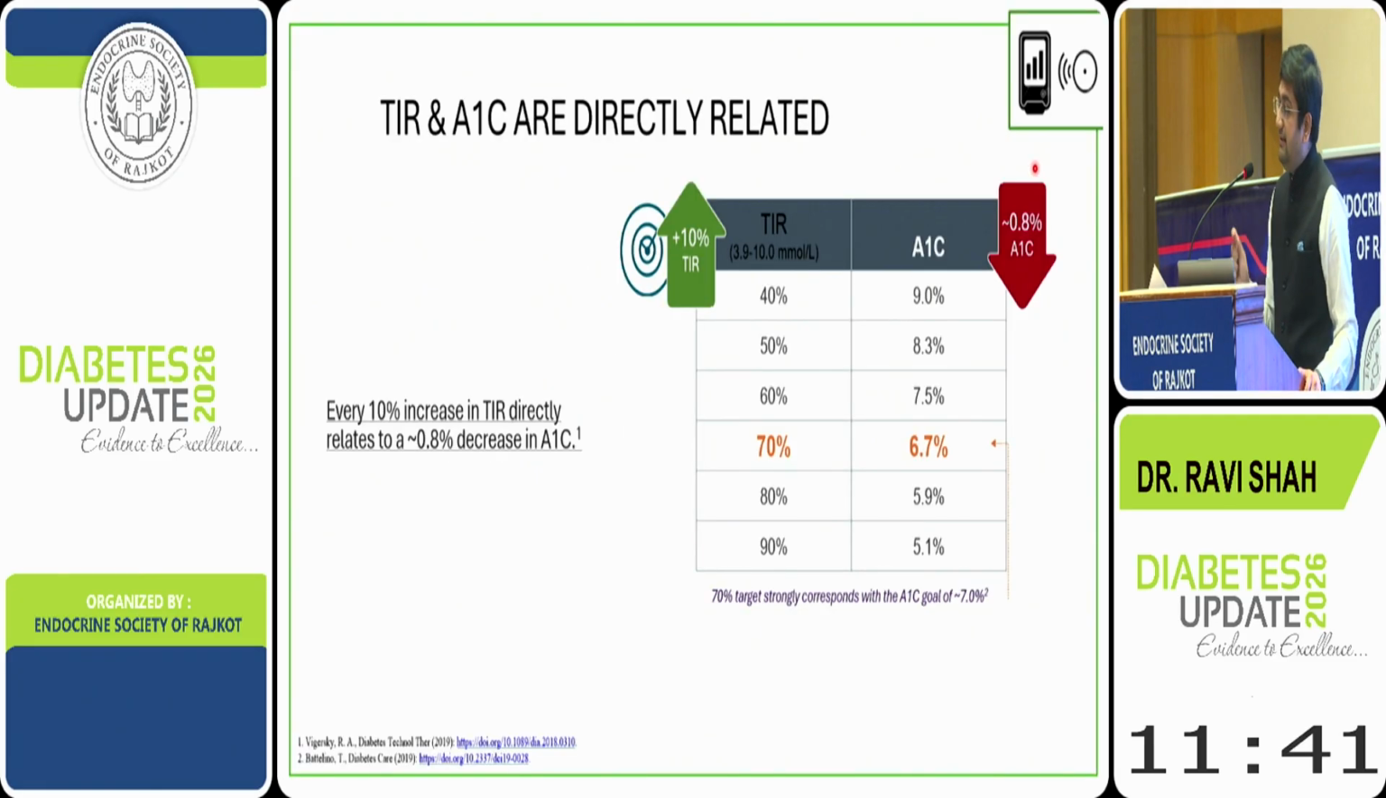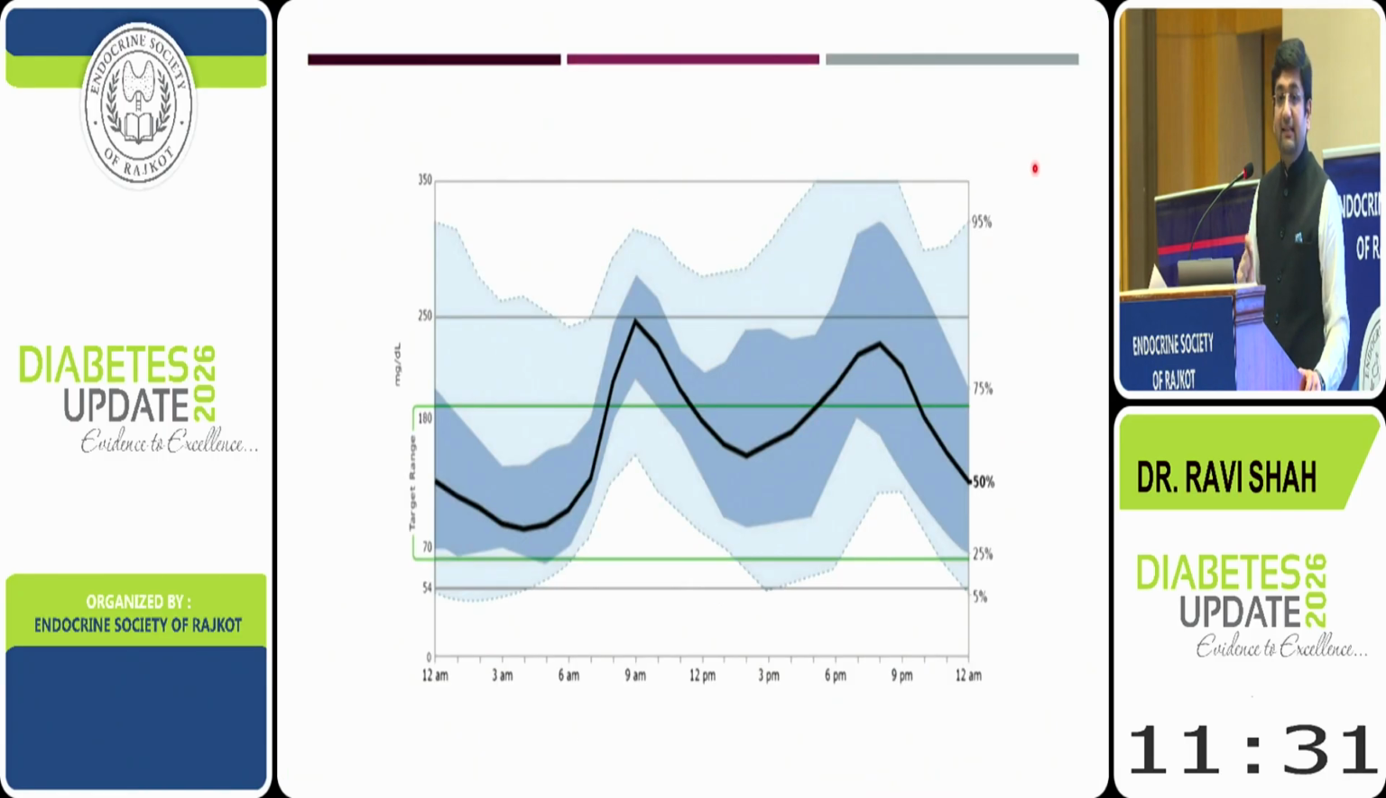And each 10% improvement in time in range, so time in range going from 70 to 80%, will improve the patient's HbA1c by 0.8%. Now next is the glucose variability. So this is the graph which we will see when the patient comes to you with the CGMS report. So now what is the interpretation of this graph?